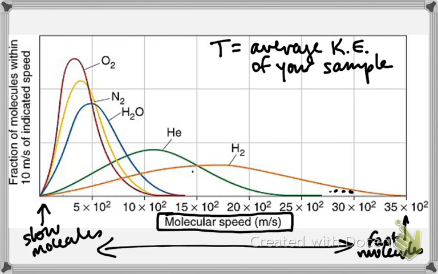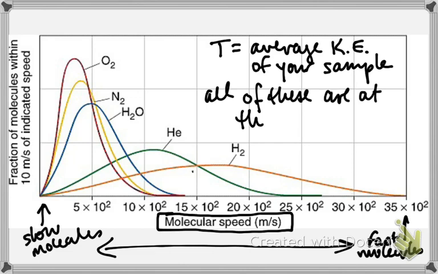So they did the same thing with those hydrogen molecules and then helium atoms, water molecules, nitrogen molecules, and oxygen molecules. All right, so different kinds of molecules here. And they made these Boltzmann distributions for all these different kinds of molecules as they go by. Now, here's what you need to know about this particular distribution. All of these are at the same temperature.